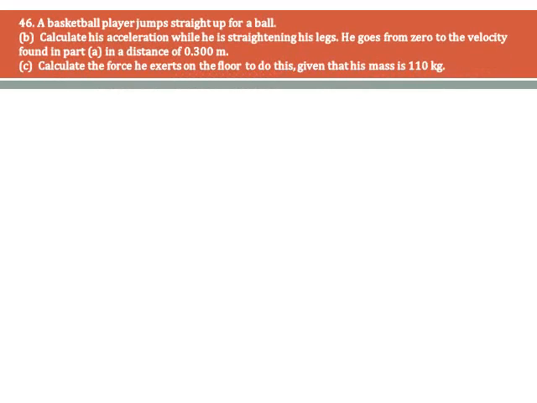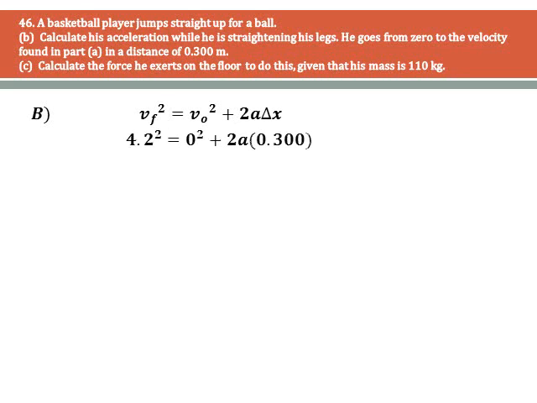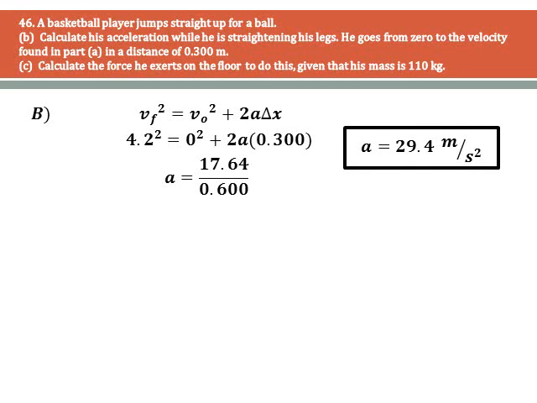Continued on this problem, part B, it says calculate the acceleration when he is straightening his legs. So during the part of his jump that he is moving 0.3 meters above where he started. Well, we already figured out that when he leaves the floor, he's moving at 4.2 meters per second. And when he starts pushing himself upward, he's moving at 0 meters per second. So we know his initial velocity, we know his final velocity, and we know his displacement. We're looking for acceleration. So we're going to use this equation again. Final velocity squared equals initial velocity squared plus 2 times acceleration times displacement. Plug in the numbers that we know, solve for acceleration, and we get the acceleration is 29.4 meters per second squared.